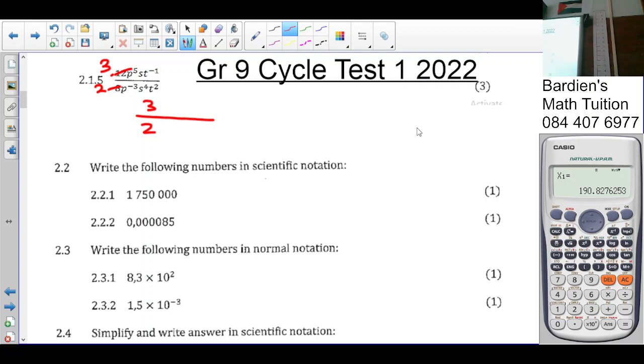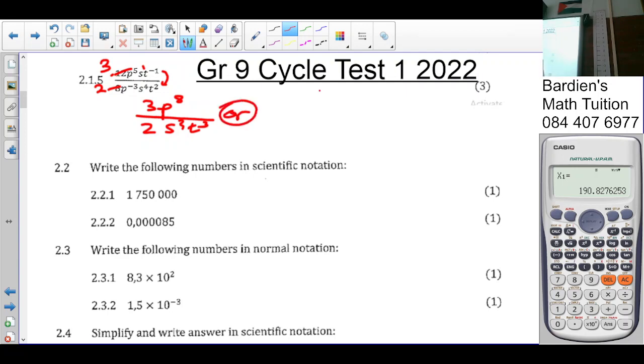Where are there more P's? On top, of course. So it's going to be 5 minus minus 3, which becomes 5 plus 3, which is 8. Where are there more S's? At the bottom. So 4 minus 1 is 3. Where are there more T's? At the bottom. That is coming down. So that would be T to the 2 minus minus 1, which is 2 plus 1, which is 3.